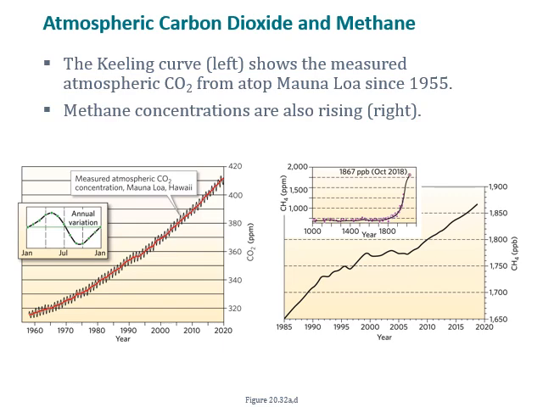In this slide, we go back to the Keeling curve, which shows increased atmospheric carbon dioxide from atop Mauna Loa since 1955. We've also been able to measure CH4, or methane, and note that it is similarly increasing.